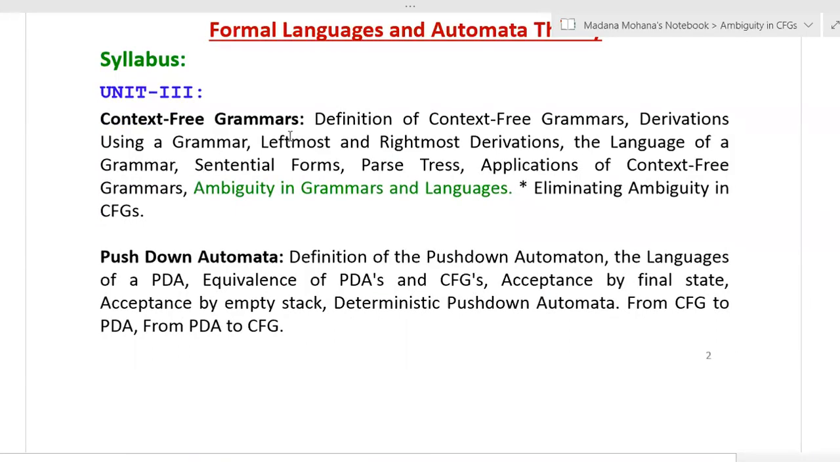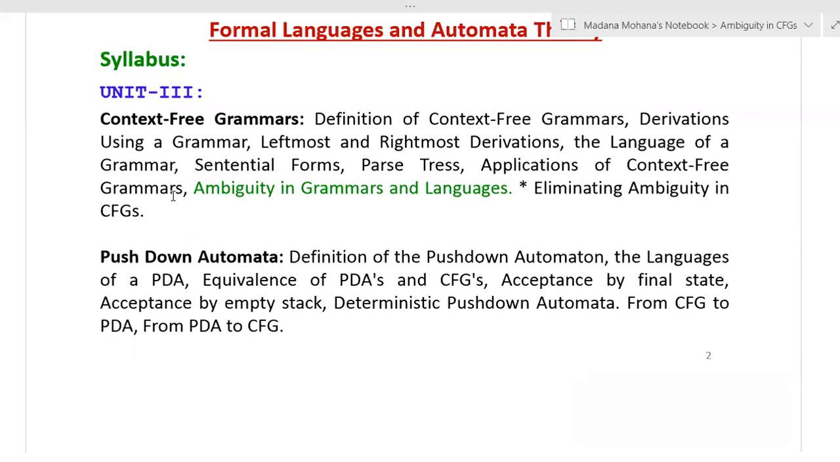So previously, we discussed the definition of context-free grammar, derivations using a grammar, types of derivations, that is leftmost and rightmost derivations, then language of a grammar, sentential forms, parse tree, applications of context-free grammars. So these topics we covered in our previous lectures.